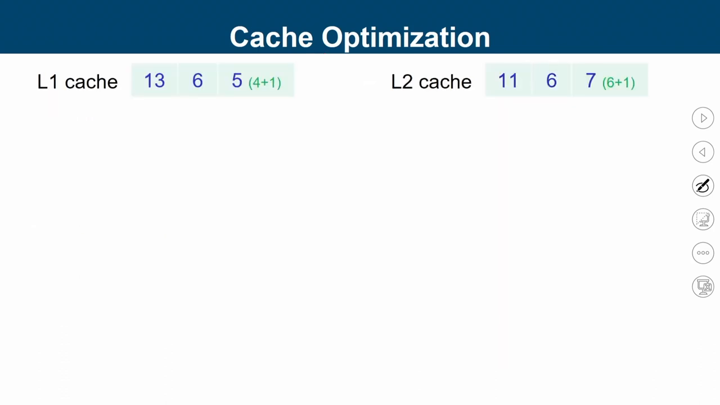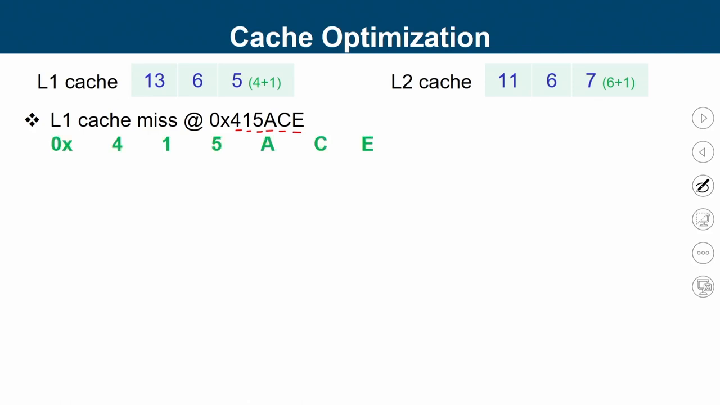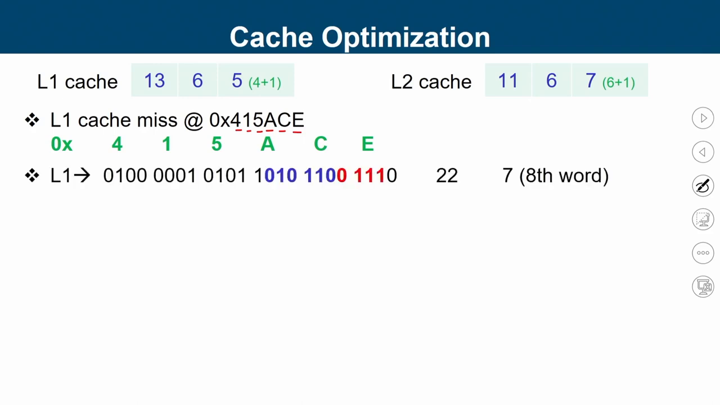Now, coming to the optimization, this is the split up of the L1 cache and L2 cache that has been given. Now, a miss is occurring at a hexadecimal address. So, there are 24 bits required, and we can see that there are 6 hexadecimal digits written. An L1 cache miss occurs at the address 0x415ACE. Let us split this hexadecimal address into binary. 4 stands for 0100, 1 is 0001, 5 is 0101, A is 1010, C is 1100 and E is 1110.